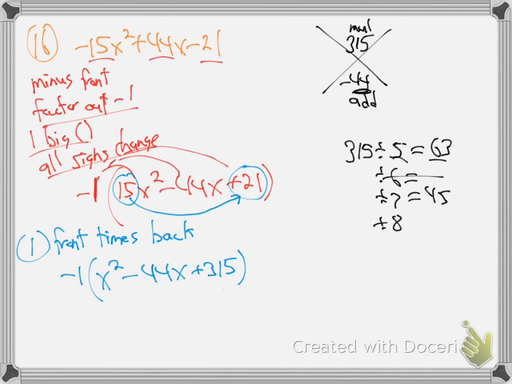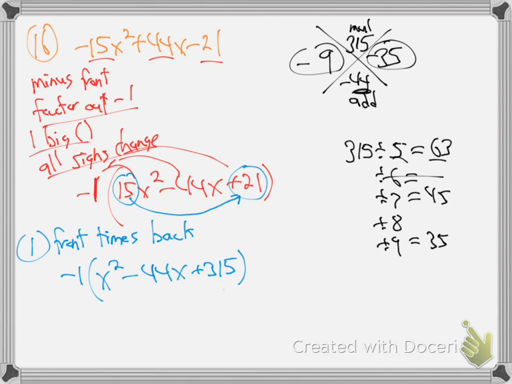Divide by 8. No, I got a decimal. Divide by 9. 9 and 35. There it is. 9 and 35. Both negative make minus 44, don't they? And they multiply. Two negatives multiply to be positive 315. So that's exactly it. That was kind of a tricky one.